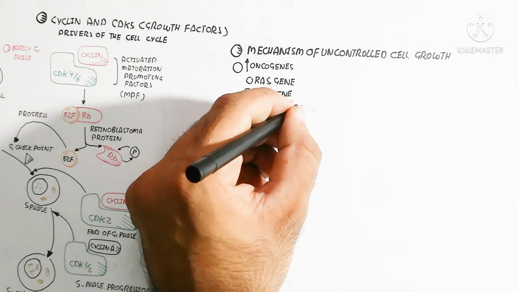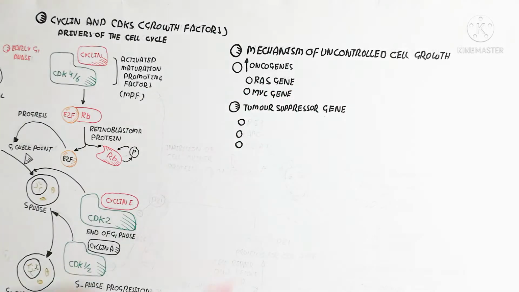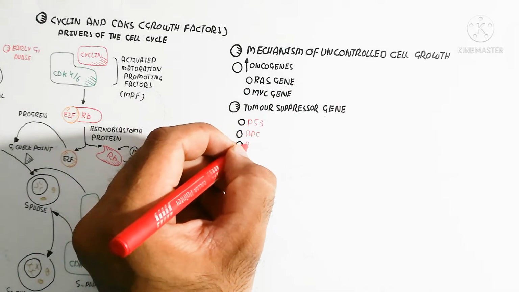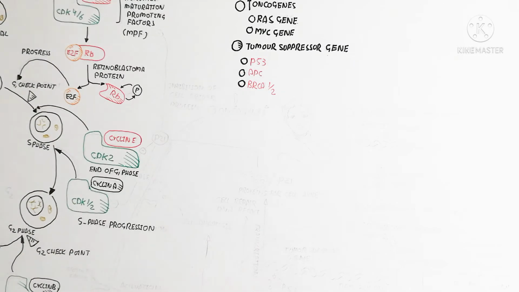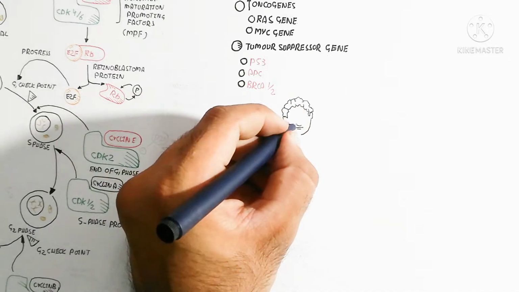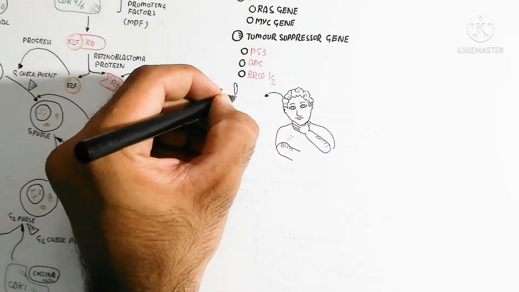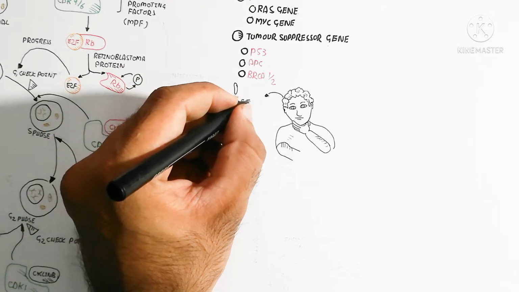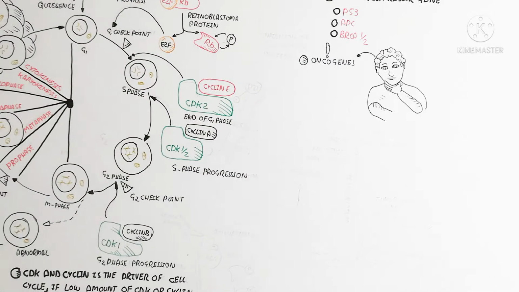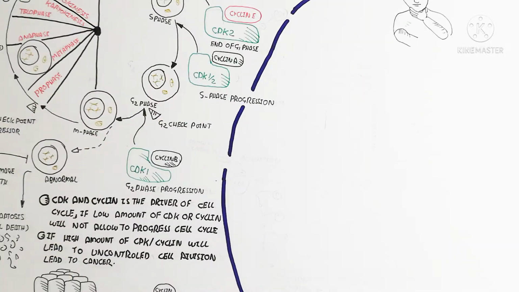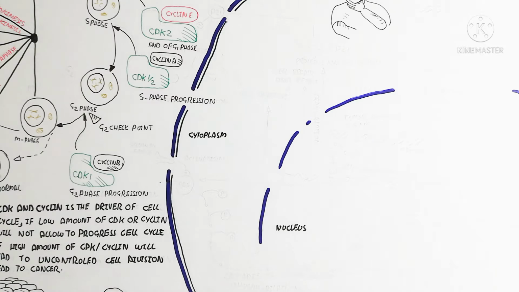So here, let's begin to understand the mechanism of uncontrolled cell growth. The oncogenes, such as the RAS gene and MYC gene, are increased, and the tumor suppressor genes, P53, APC, and BRCA 1 and 2, will be decreased. That means it causes cancer. So how is that mechanism produced? Let's begin to understand.